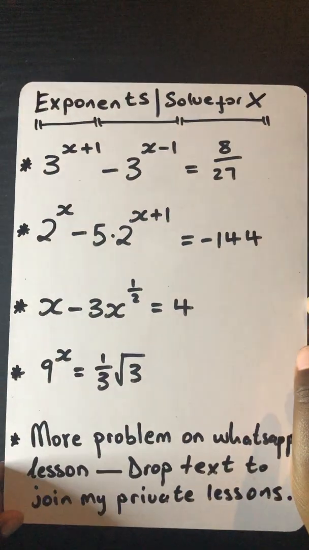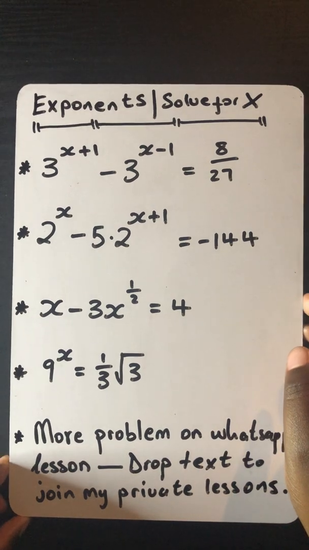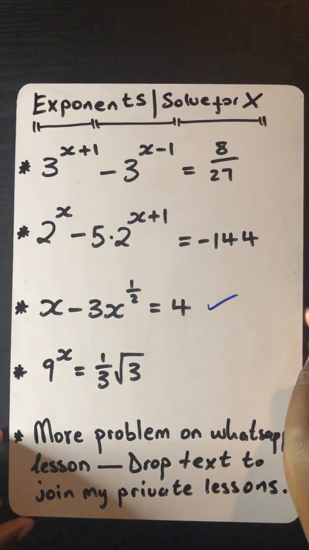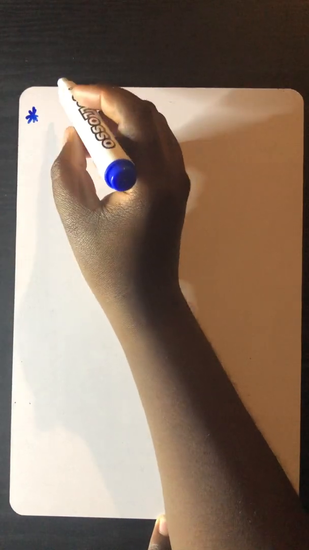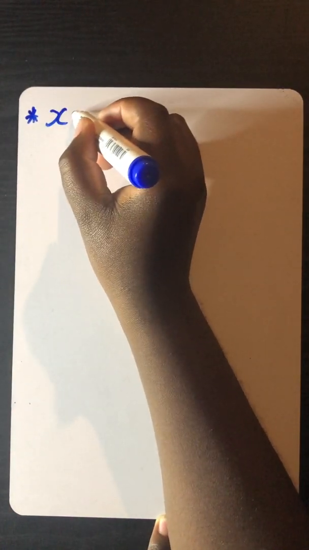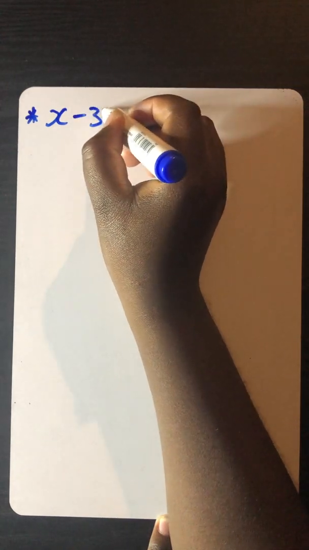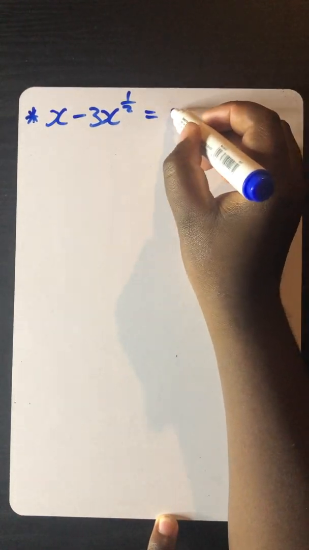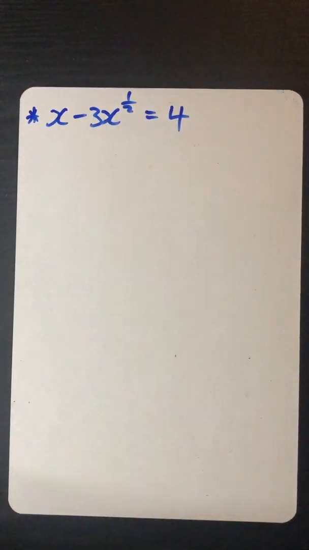So now, ladies and gentlemen, we're remaining with the last two questions, as you can see. So now let's do that question. It's not really a complicated question, but if you have done more of this, you will already know exactly what to do. So we've got x minus 3x to the power half, and this is equated to 4.